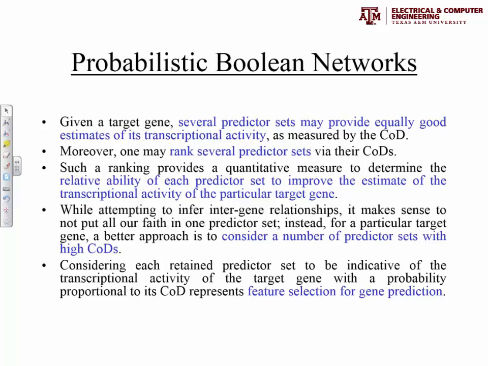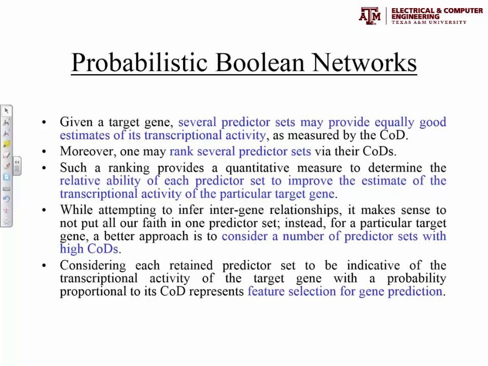So those different predictor sets are equally good. Moreover, you could go ahead and rank several predictor sets via their CODs. You can say that a particular predictor set is better than another one if it has a higher COD for the same target. Such a ranking provides a quantitative measure to determine the relative ability of each predictor set to improve the estimate of the transcriptional activity of the particular target gene that you're interested in.